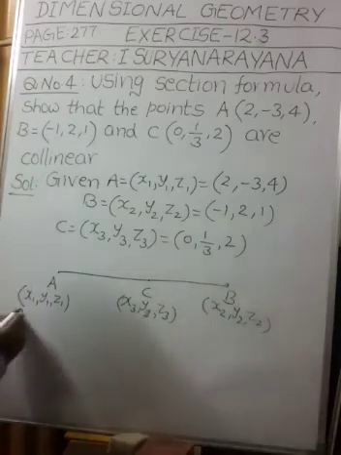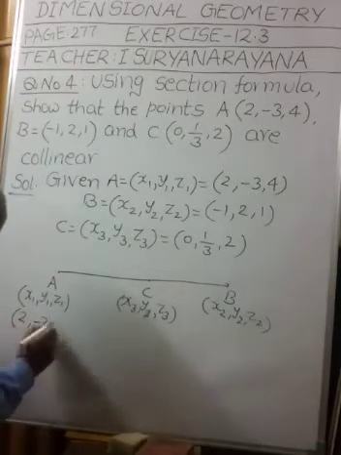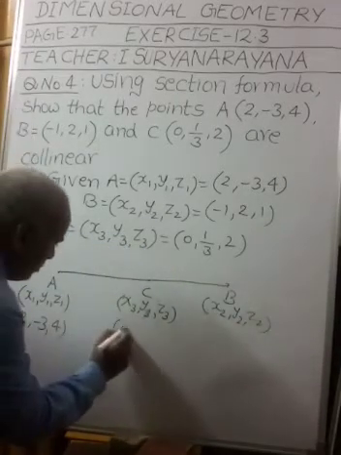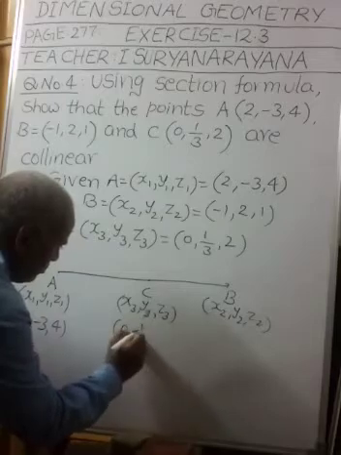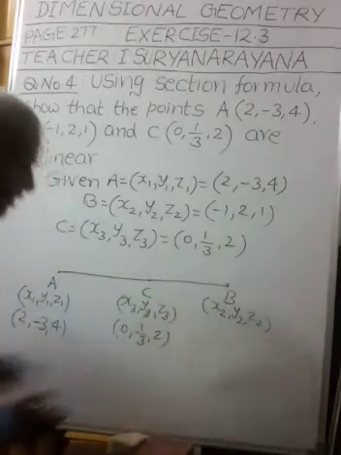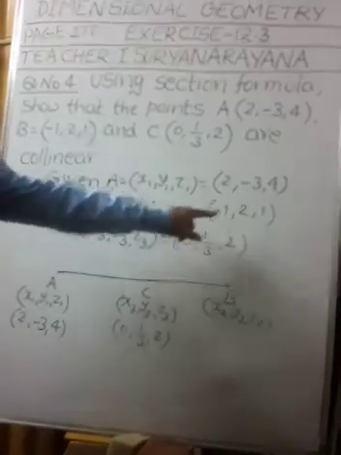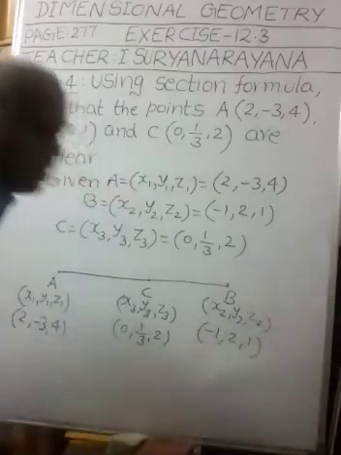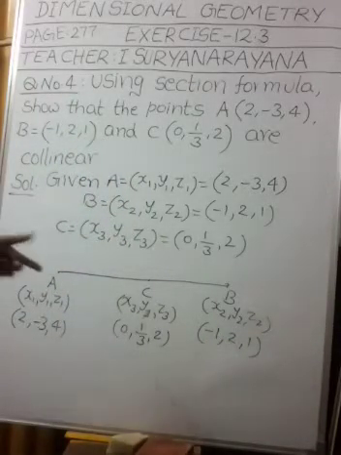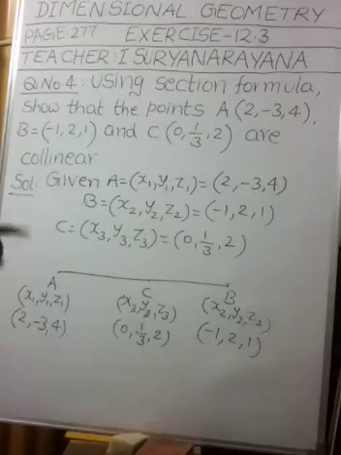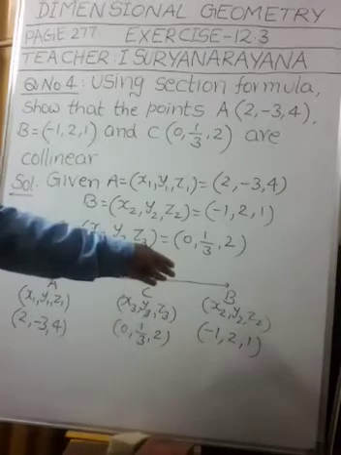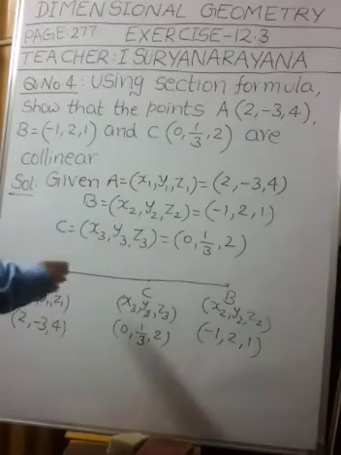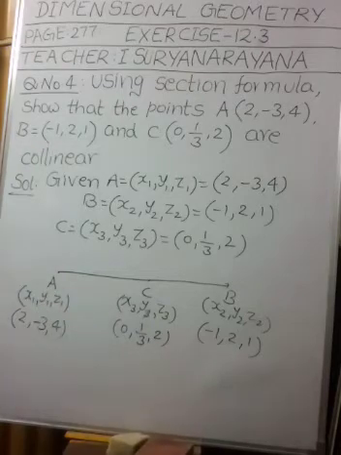Let us write the values. A is 2, -3, 4. C is x3, y3, z3, which is 0, 1/3, 2. Now x2, y2, z2 is -1, 2, 1. Understood this diagram, my children? You can take the points in any order. For our convenience, I have taken these 3 points in this order. Understood this point?